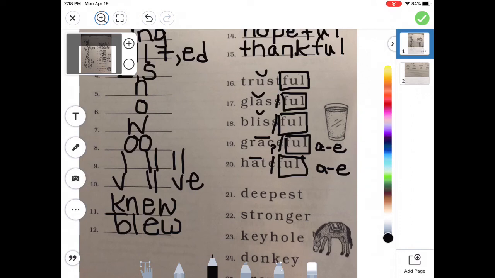So trustful, glassful, blissful, graceful, and hateful. So what matches the picture? Glassful, very good.